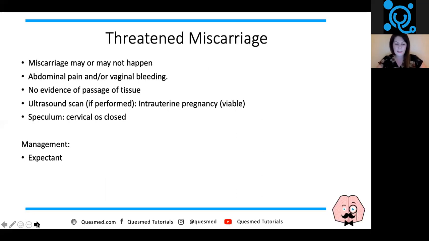In a threatened miscarriage, there is a possibility of miscarriage, but this is not certain. This again might present with abdominal pain plus or minus vaginal bleeding and with no passage of tissue. If an ultrasound scan is performed, it shows an intrauterine pregnancy that's viable. And on speculum examination, the cervical os remains closed. If observations are normal and the patient is otherwise well, they can be discharged with analgesia, but it's really important to carefully counsel these women that this might progress to a miscarriage.